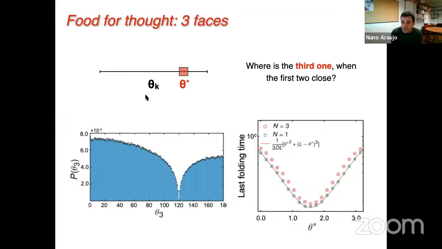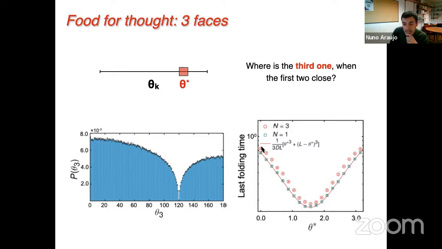However, you need to start with some initial condition. So even this question of where the third particle is when the first two meet is already an interesting one. Because as you can see here, what I'm showing you is the probability that the third particle is at a certain angle theta as a function of theta, and this is obtained from numerical simulations. So you clearly see that you have a depletion at the closing angle, which in this case was 120 degrees. But you see something that is asymmetric. You don't have a uniform distribution, but you need to know this distribution in order to compute the typical time for the first passage process that will tell you the typical time for the third face to close.